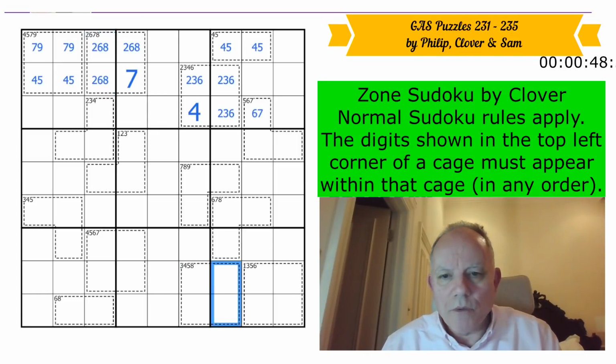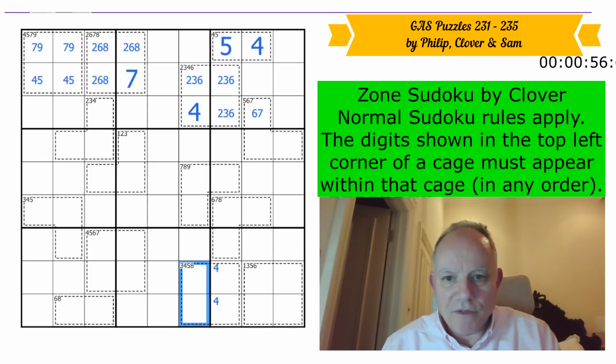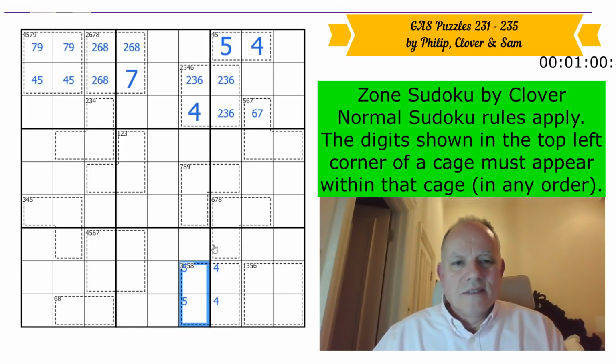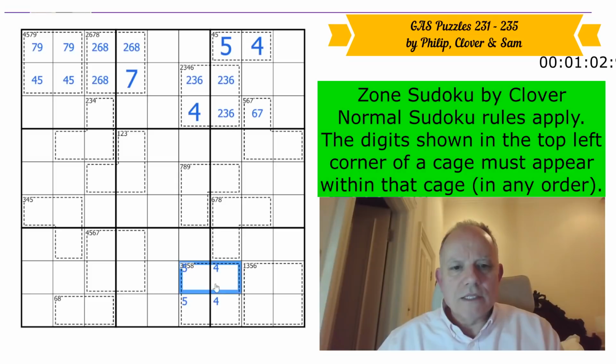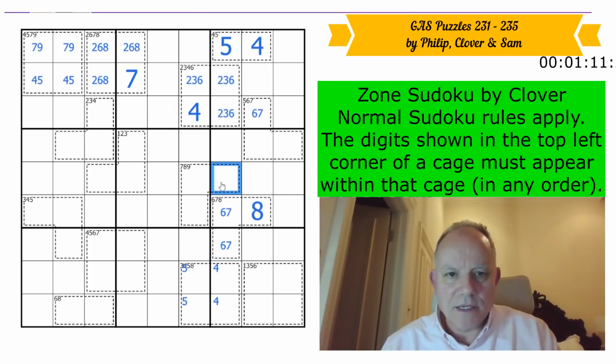4 can't be there, so one of those is a 4. And that fixes this 5, 4 pair. And that bounces back down to the bottom and puts a 5 in one of those. There's got to be an 8 there. So that uses the 8s for columns 6 and 7. And we get this combination.